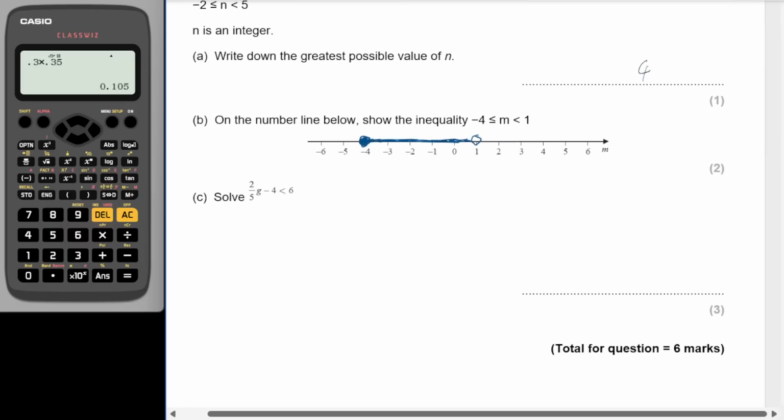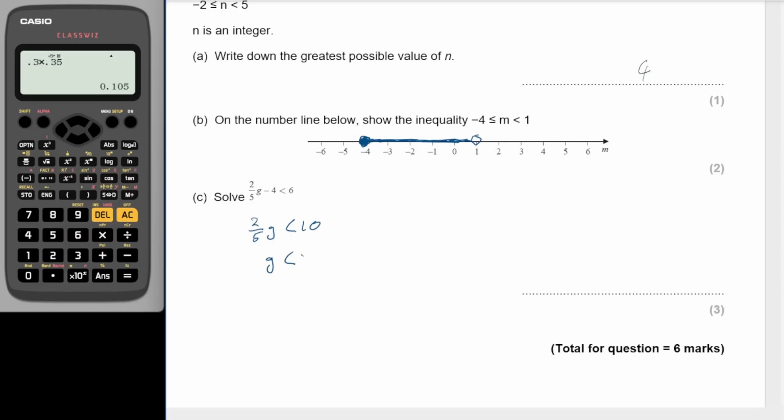And part C, solve. Two-step inequality. I treat these just like equations, to be fair. So I'm going to add 4 to both sides. So 2/5g has to be less than 10. That's adding 4 on both sides. Then in effect, we're going to times by 5 and divide by 2. So g is going to be less than or equal to 25.